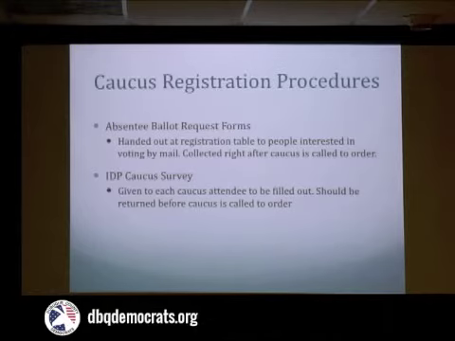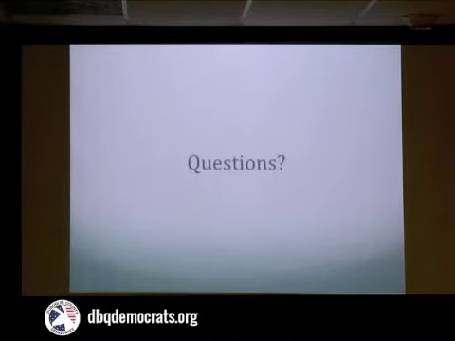An important thing to note, and I'll go over these absentee ballot request forms a little bit more later in the presentation, is that this is for the general election of 2016. I know in District 1 we have a primary here, so this is not for the primary in June. This is for the general election in November. As well, there's an IDP caucus survey that everybody can fill out and should be returned right before or a little bit after the caucus is called to order. Are there any questions so far?